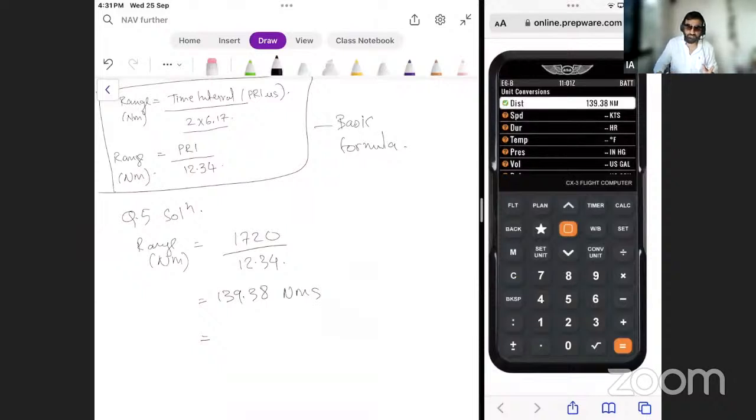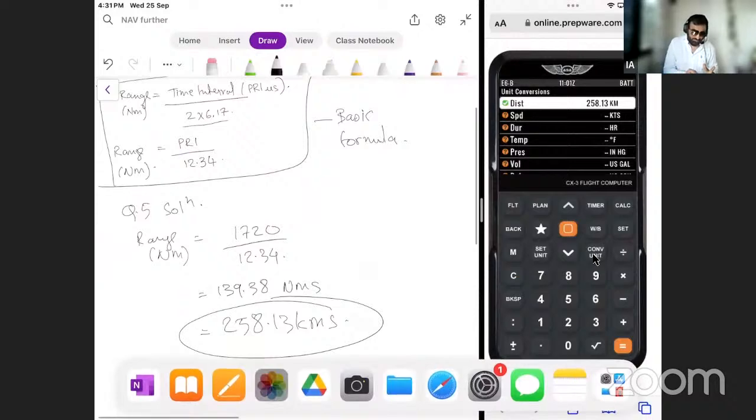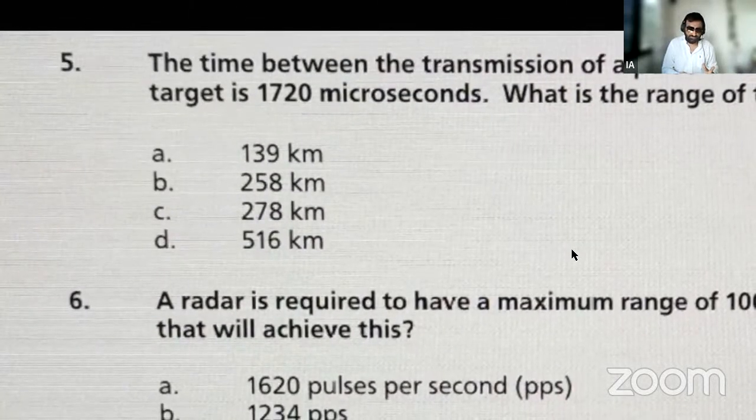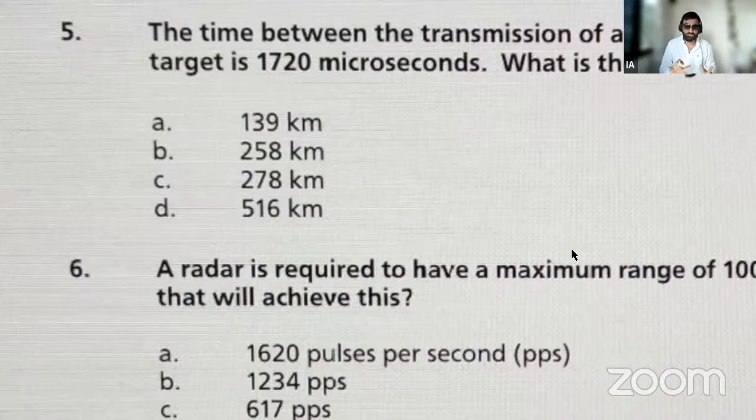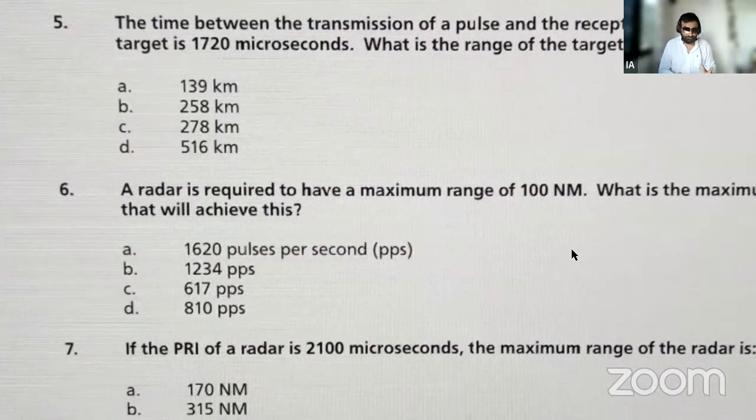Then I'll just keep pressing this particular button, unit converter, till I get the answer in kilometers. I got 258.13 kilometers as my range. Do we have this as an option in the question? I get option B as the correct answer, 258 kilometers. So question number 5 will have my range for my radar as 258 kilometers.